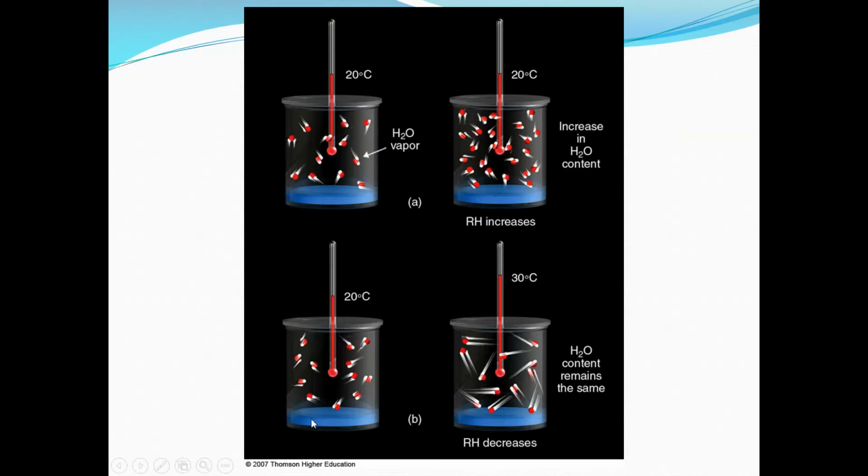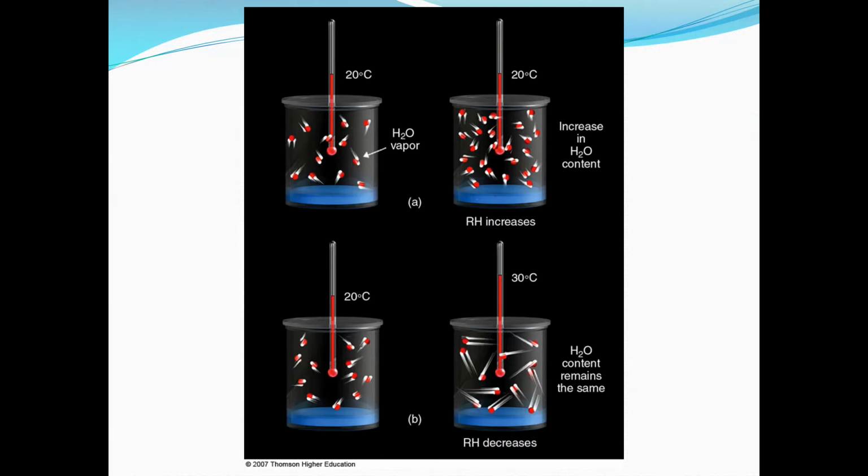That's seen down here. Here you have two cases where you have the same amount of water molecules in the air, but you've warmed the air up. By doing that, you've decreased the relative humidity, because by warming the air up, you've increased the capacity. You've increased the saturation vapor pressure. So in this case, when you warm the air up, you're actually decreasing relative humidity. The opposite is true too. When you cool the air down, you increase the relative humidity.